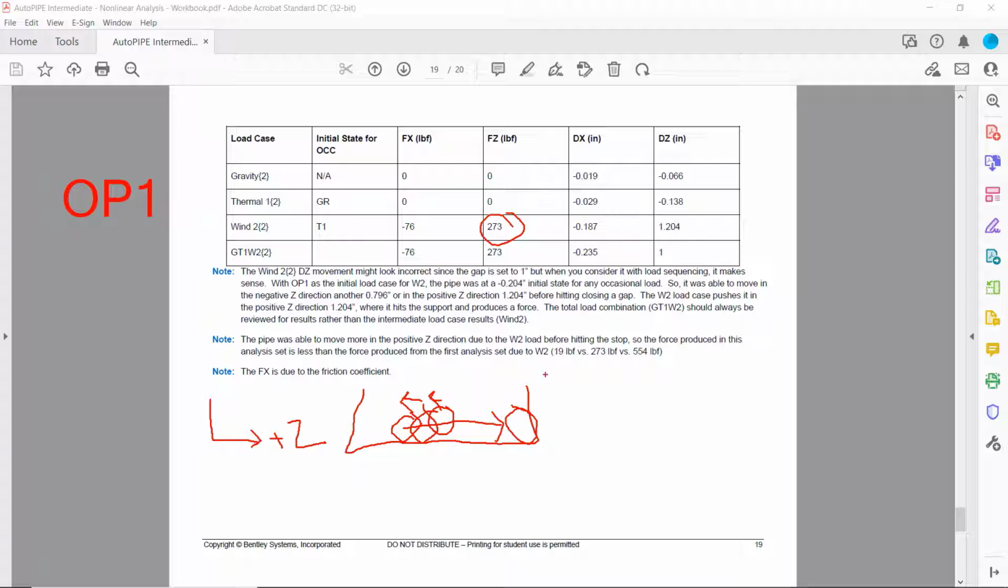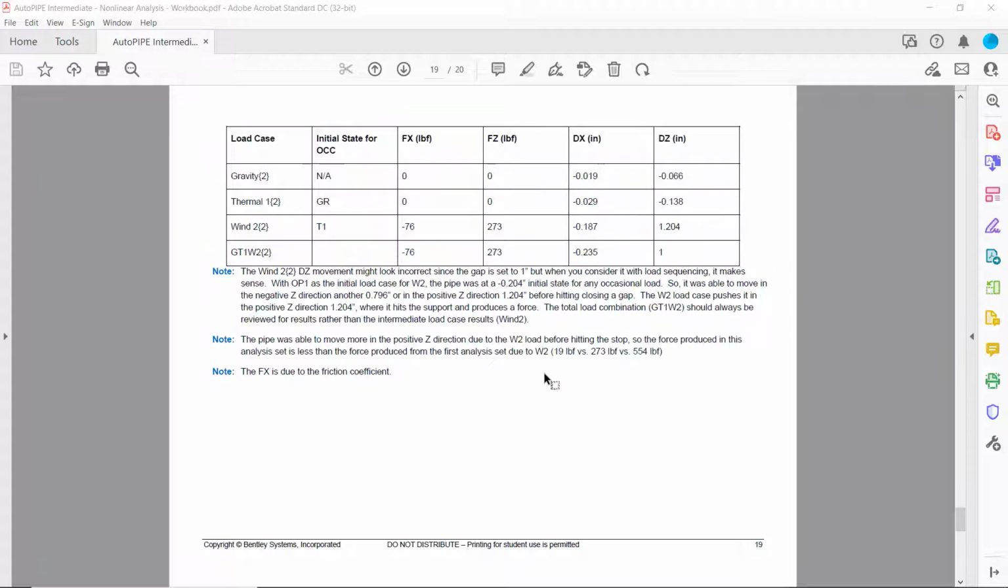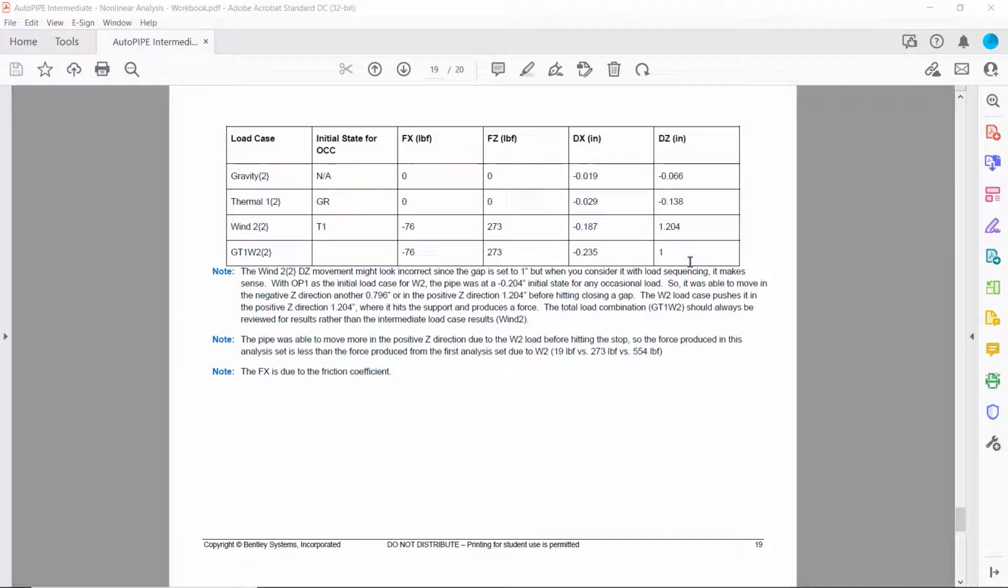The force that it produces, notice that it's less than the force that was produced in the last case, 554 pounds versus 273 pounds, because the pipe was allowed to move a bit more this time, 1.204 inches compared to 1.063 inches before it hit the stop. So that little bit more of allowable movement allowed the force to dissipate a bit. So that's example 1, analysis set 1. Example 2, analysis set 2 with OP1 as the initial state.